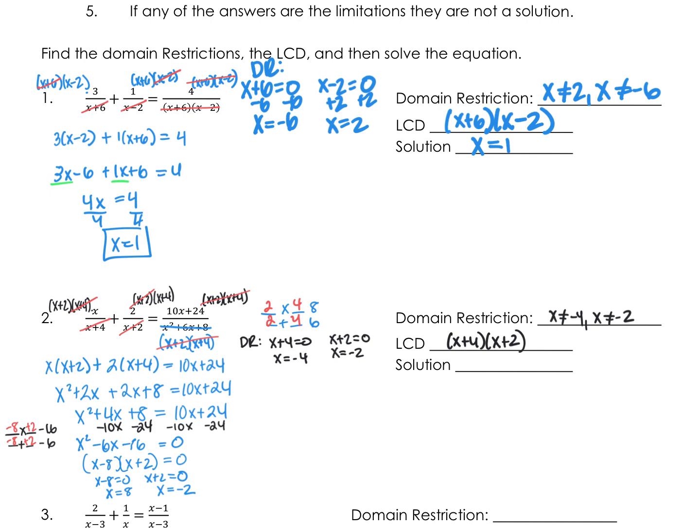So those are both solutions, but go back and check with your domain restrictions. So are both of those actually solutions? Yeah, which one do we have to say, nope, not a solution? -2, because our domain restriction said that x cannot be -2, right? So we're going to cross that one off. And our only solution is going to be x equals 8.